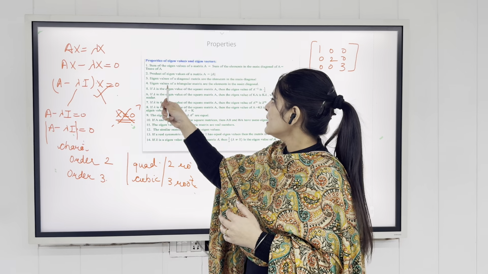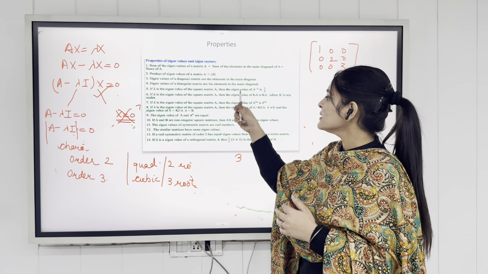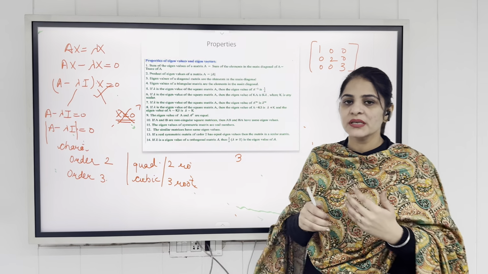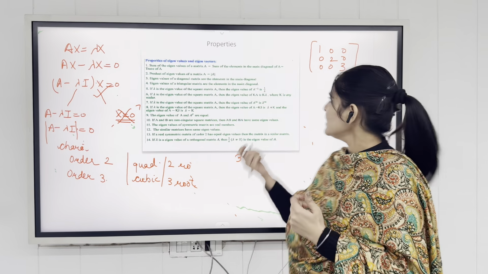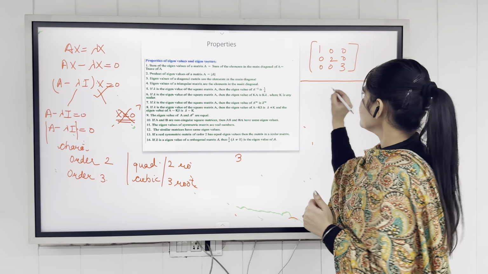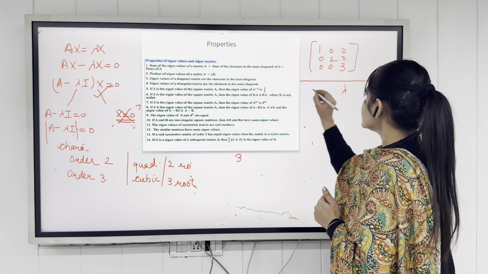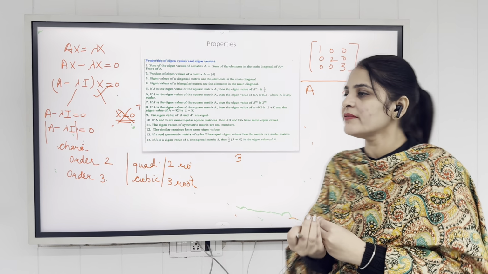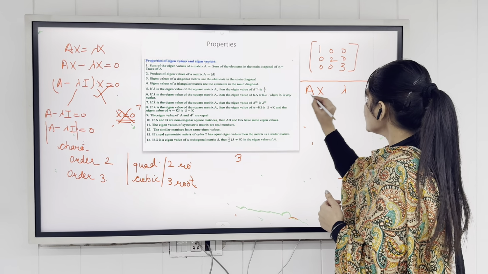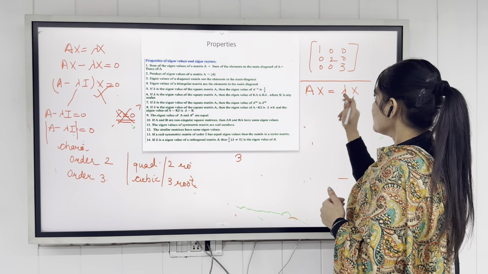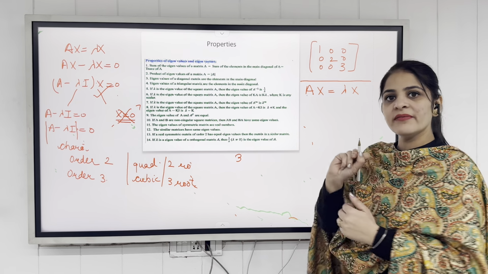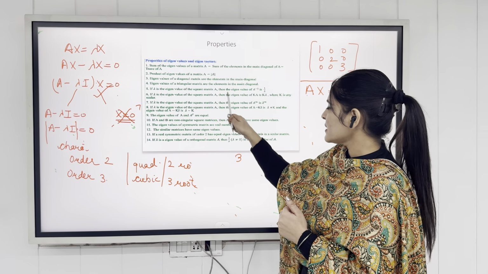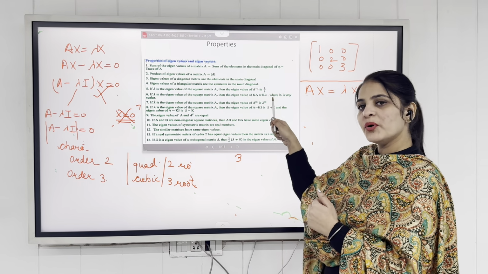The next one is, if lambda is the eigenvalue of A, then the eigenvalue of A inverse is 1 upon lambda. There are different proofs for this one. We can simplify it. Let's say the very first we are proving here, if lambda is the eigenvalue of A, we are supposed to prove that 1 upon lambda is the eigenvalue of A inverse. This is Ax is equal to lambda x, by definition, since lambda is the eigenvalue of A.